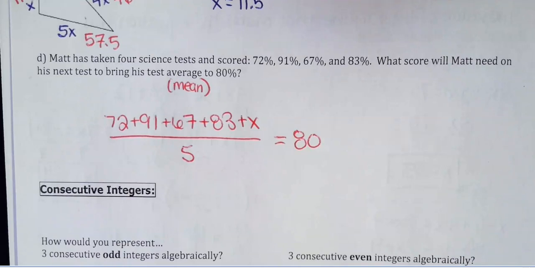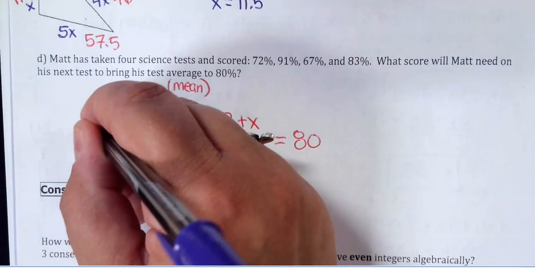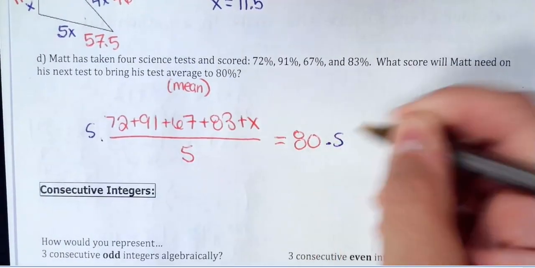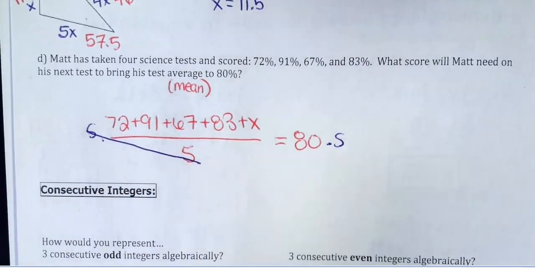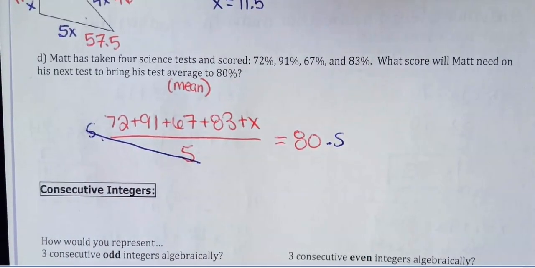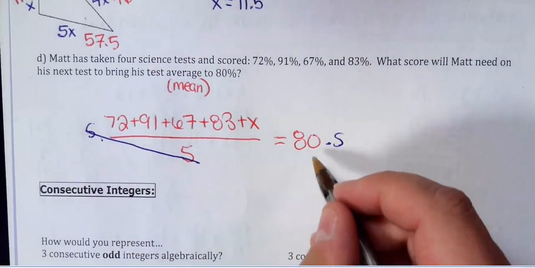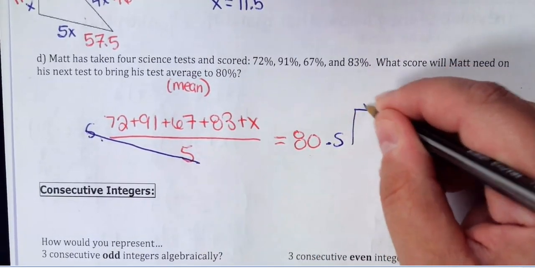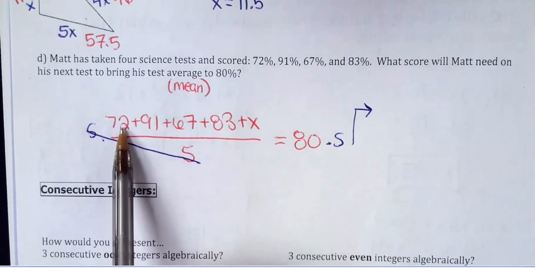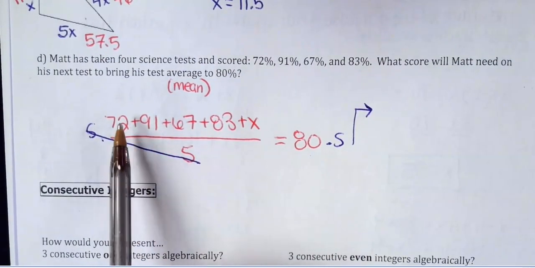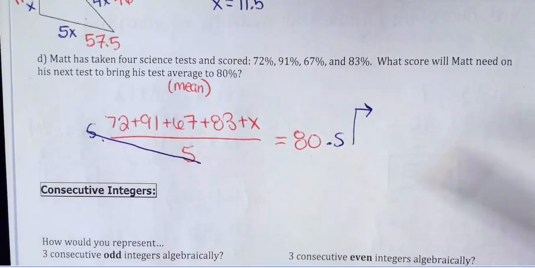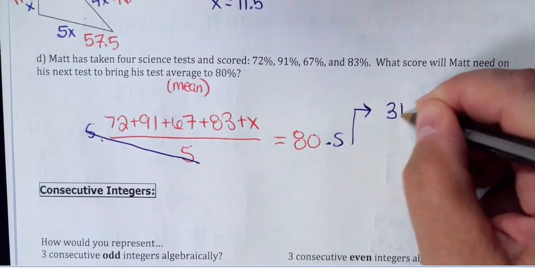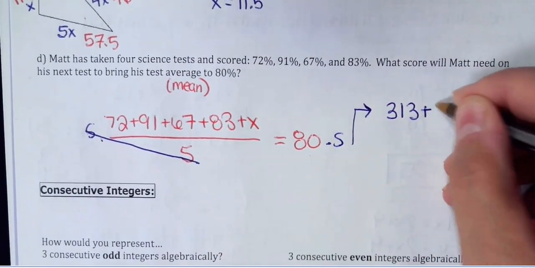Now, easiest thing I can tell you to do, let's not mess around with the fraction. I'm just going to multiply both sides by 5 real quick, get rid of that. And all it's going to do on that left side is get rid of the fraction. It's just going to cancel the 5 out. Now, 80 times 5, that's going to give you 400. And then what I'm going to do, I'm just going to add these guys up. So add these tests, so 72, 91, 67, 83. If you add that up, you should get 313 plus that fifth test.